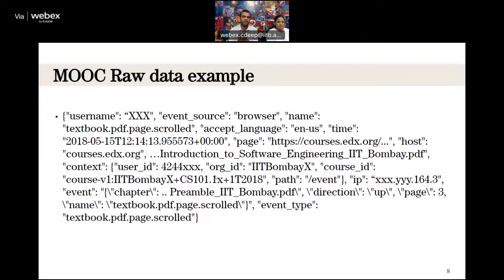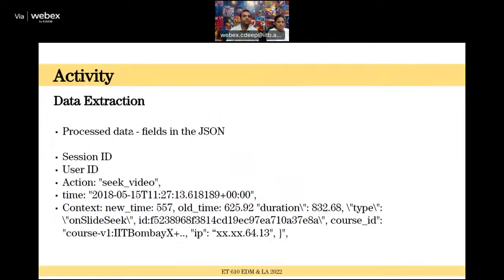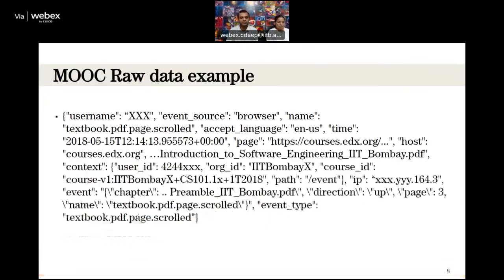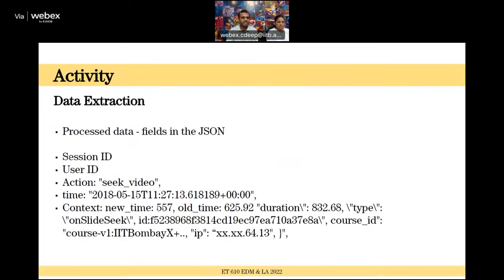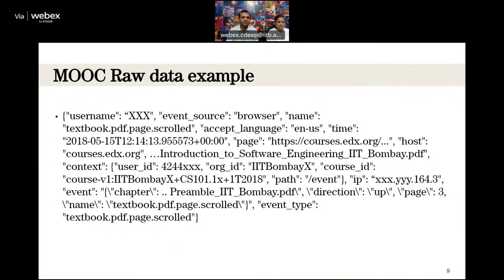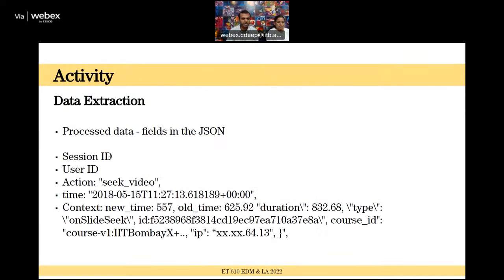How do we convert this data to a useful format? The useful format can be the processed data. This is all in JSON files. So we need to create a session ID. If there's a session given, copy the session ID. And the user ID is here. You can copy the user ID.